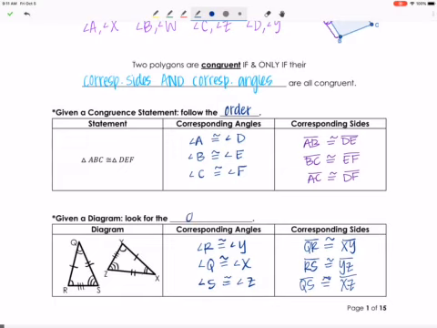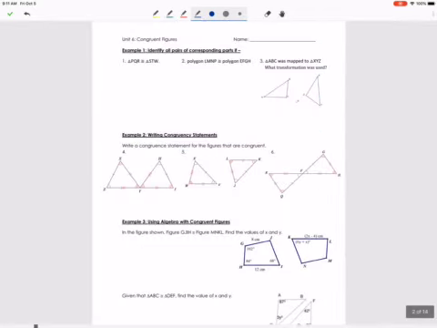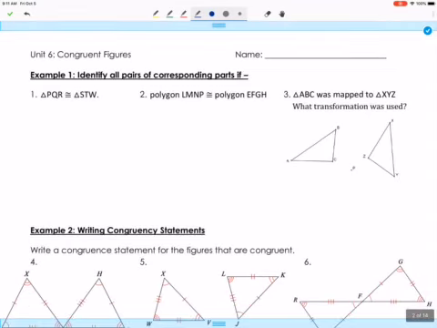All right, and we're just looking for the markings. Okay, the little tick marks, the little curves inside the angles that indicate congruency. So I'm actually going to leave example 1 blank. You guys can go through and practice just identifying all the pairs of corresponding parts.